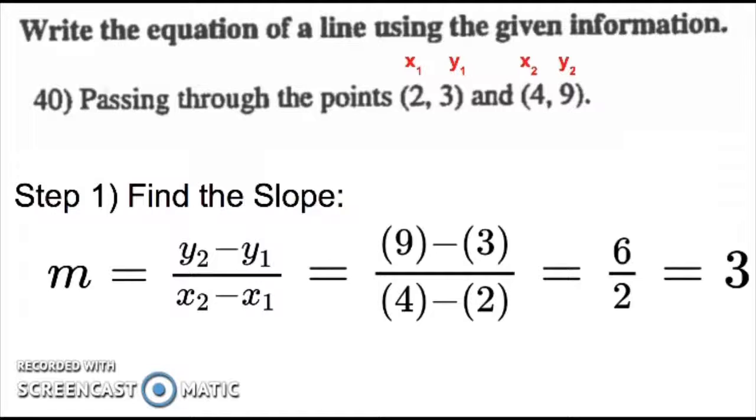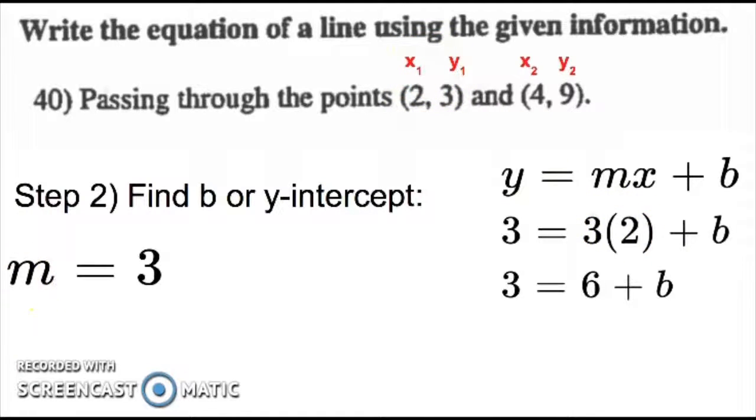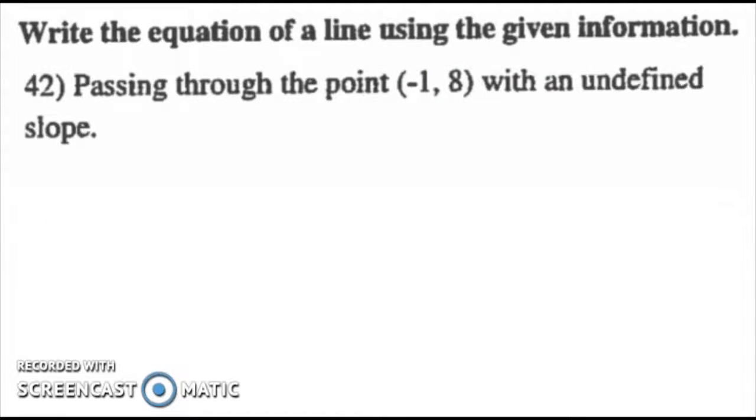Okay, so the second step is to find the b or y-intercept. So substitute in 3 for m, and then choose either 2 and 3 or 4 and 9 for x and y. Doesn't matter which, will give you the same answer. I'll choose 2 and 3. So y is 3 and x is 2. So we have 3 times 2 is 6. So 3 equals 6 plus b. Minus 6 on both sides is negative 3. So we have m is 3, b is negative 3. Putting that together in for y equals mx plus b, I have y equals 3x minus 3 for number 40.